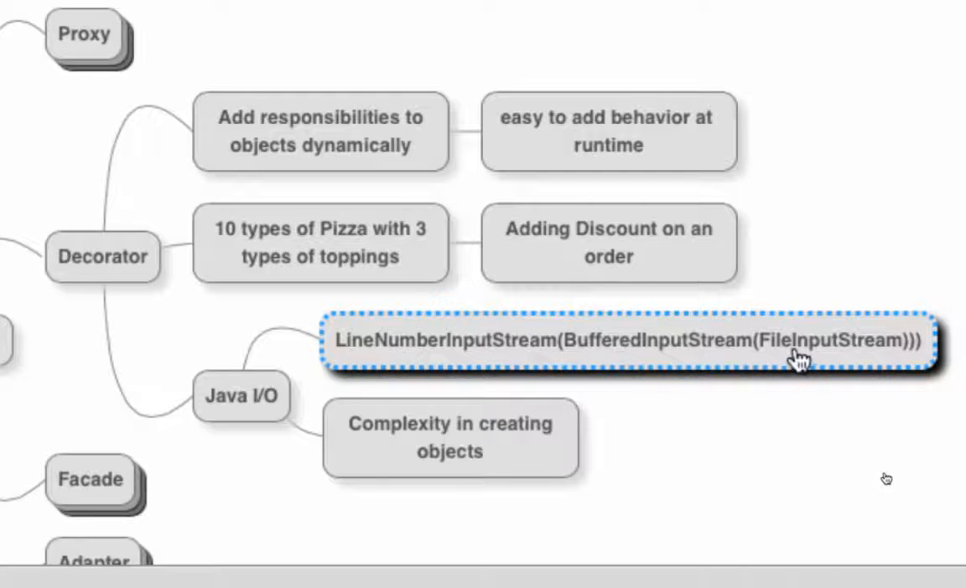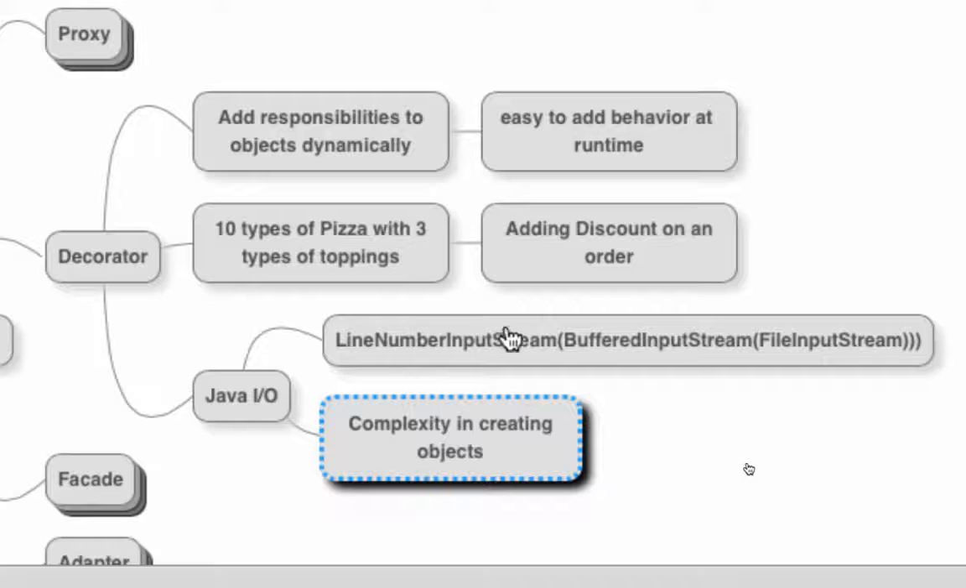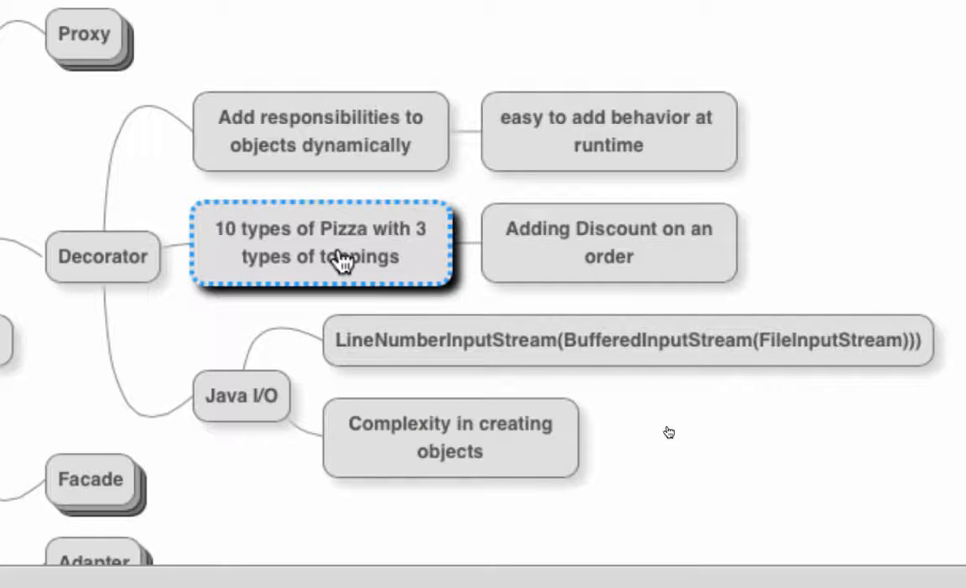You have to create a file input stream, pass it to the buffered input stream constructor, and that is passed to the line number input stream constructor. So there is a complexity in creating objects. Similar thing with the pizzas as well.